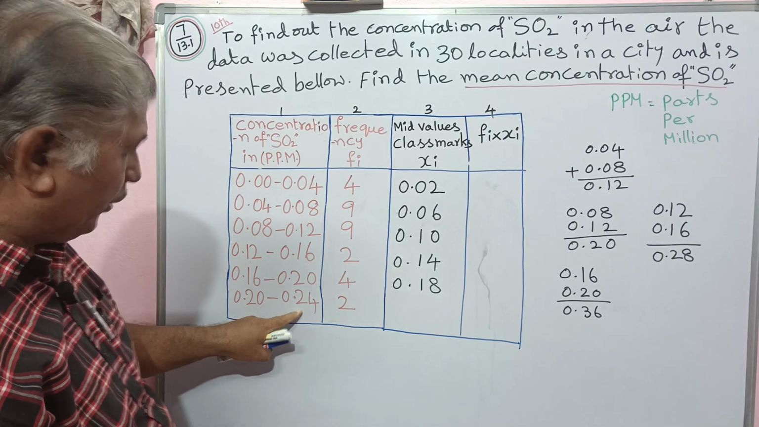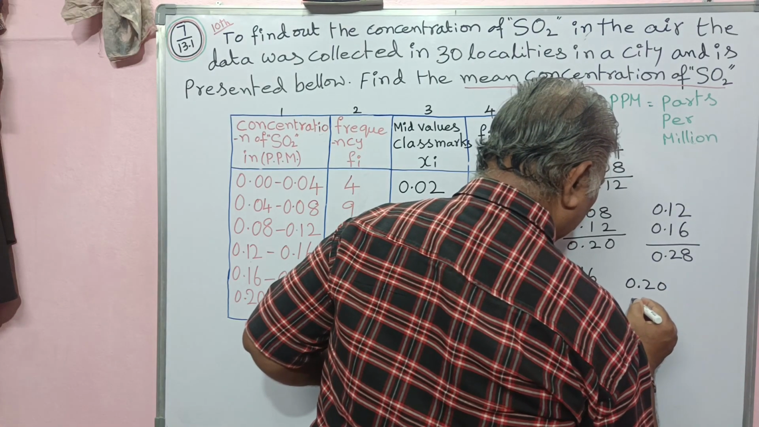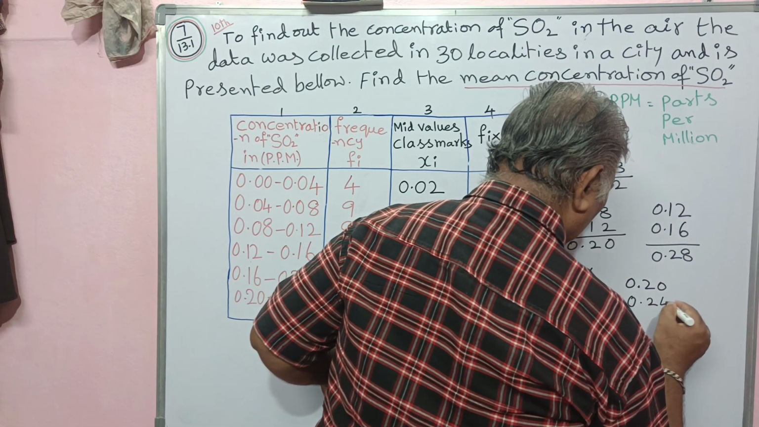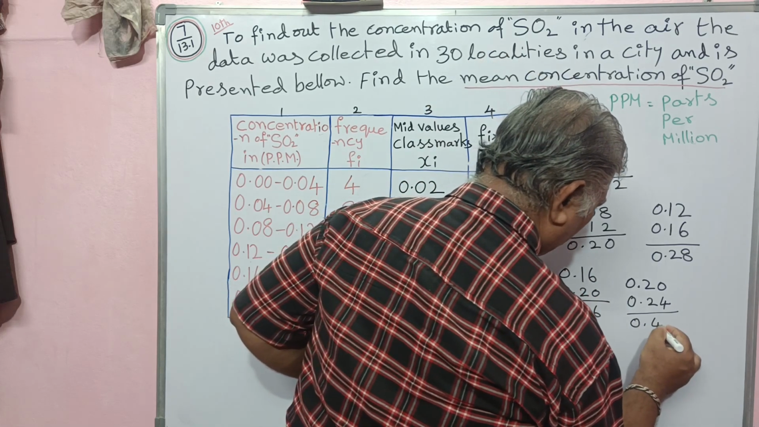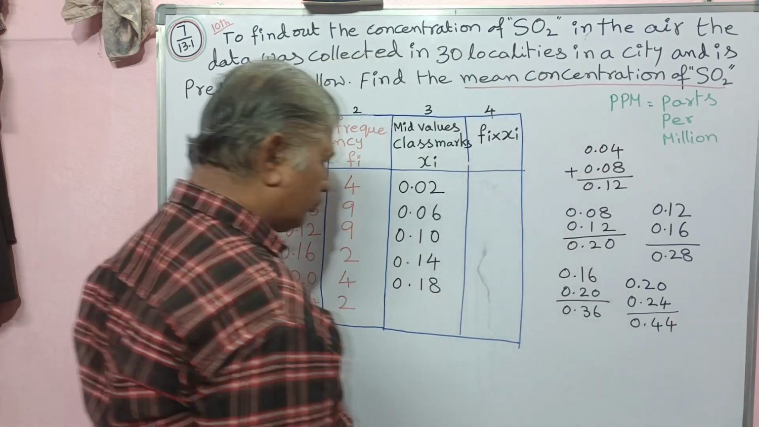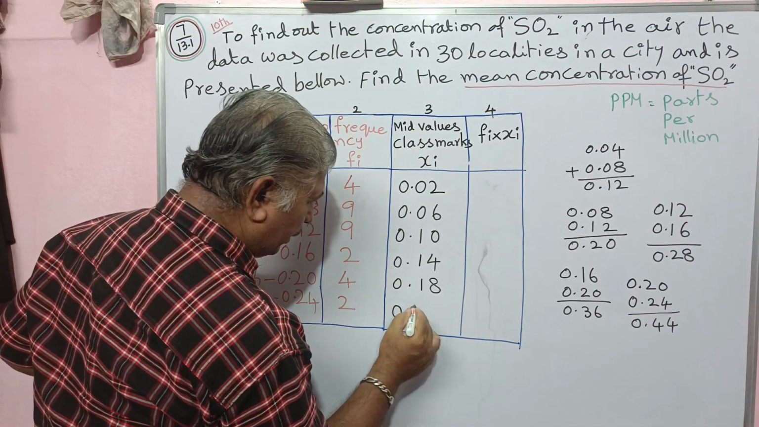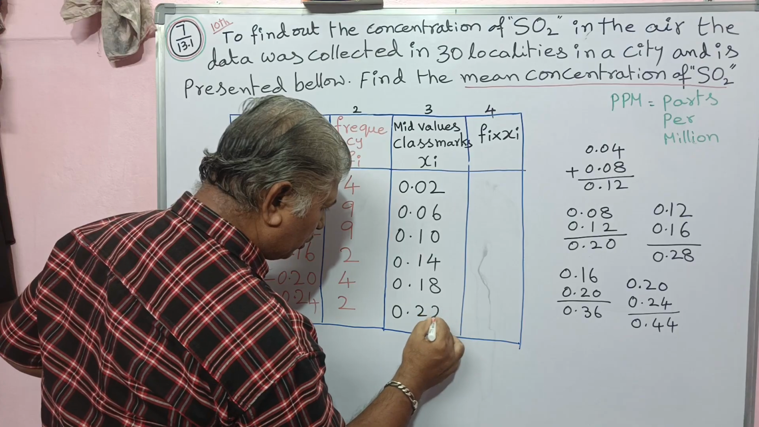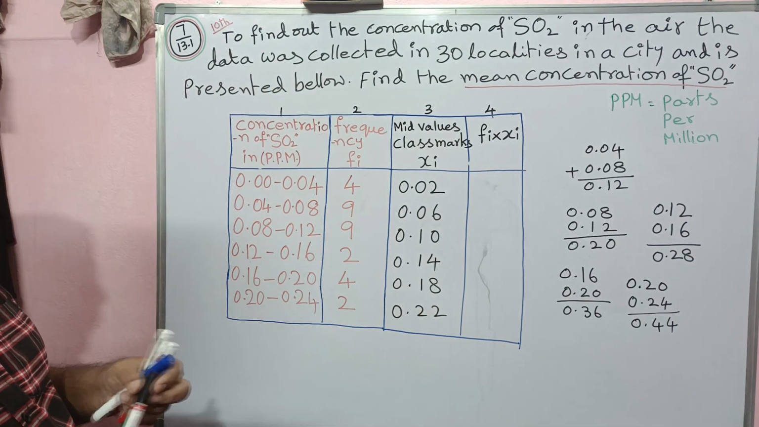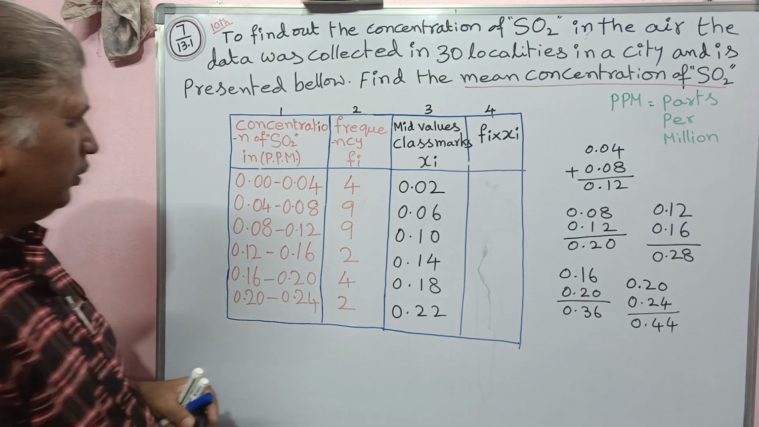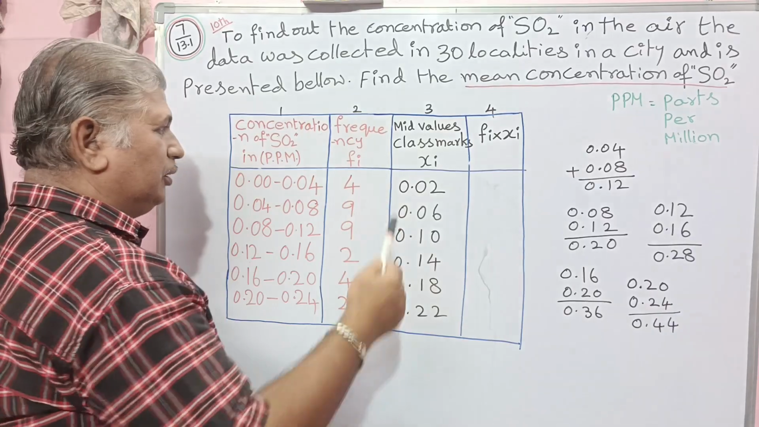0.20 and 0.24. Then it will become 0.44. Make it half, so it is 0.22. These are the xi values. These are fi values and these are xi values.